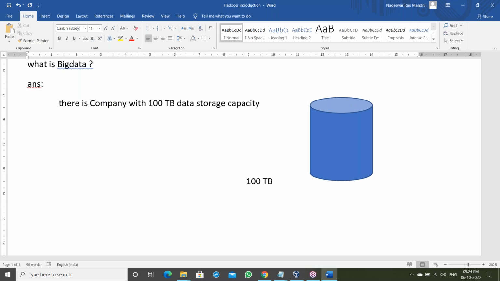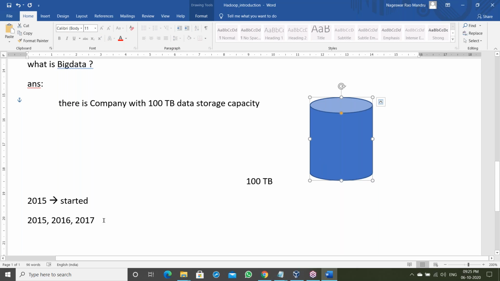Suppose this company started just 5 years ago, in 2015. In the first year, there are fewer transactions because it is a startup company with less business. For all the transactions, some data is generated into this database. Next year, 2016, and 2017, in the long run the business increases. With quality service, more and more business, more transactions and more data are generated in the database server.